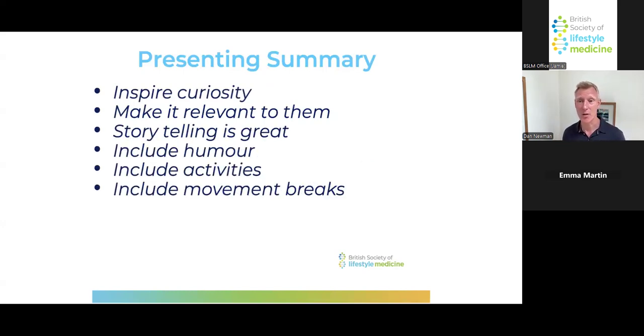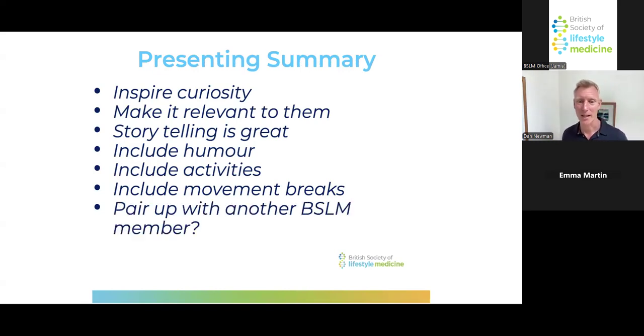Include movement breaks as well. If you're talking for more than 25 minutes, just something simple, get them up on their feet, play a clapping game. Just something that gets the blood flowing and then gets them calm back down again. And if you're not super confident, do it on your own, or pair up with someone else and get in there.